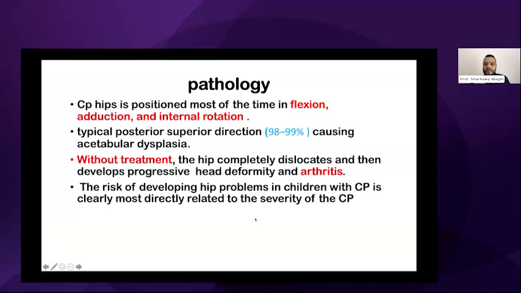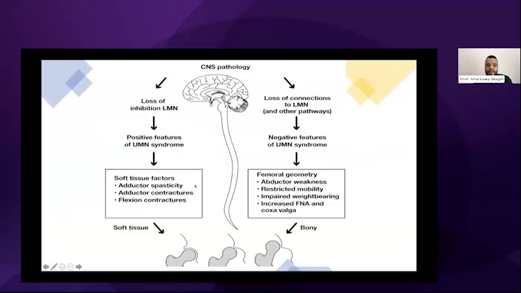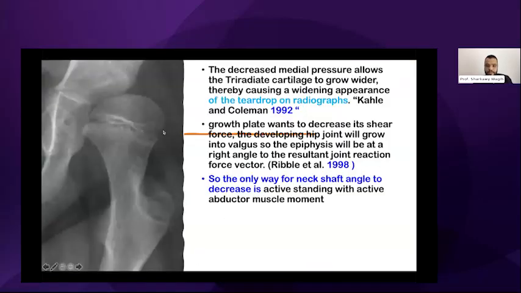The CB hip is positioned most of the time in flexion, adduction, and internal rotation. Typical posterior superior direction in 99% of the patients. Without treatment, the hip completely dislocates, and the acetabulum opens up, becoming dysplastic. This is a proximal femoral deformity.